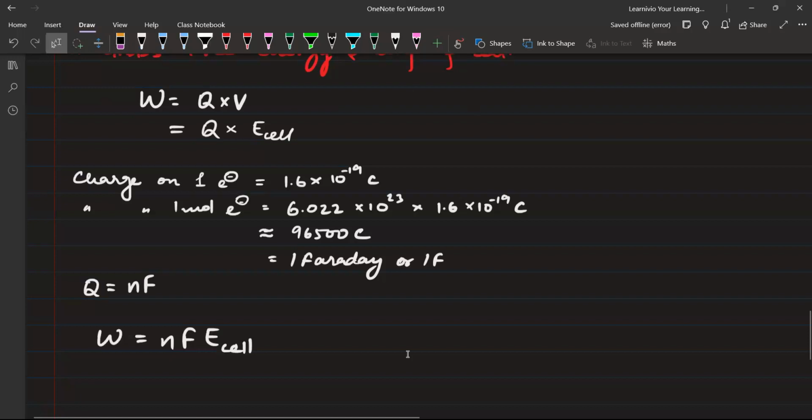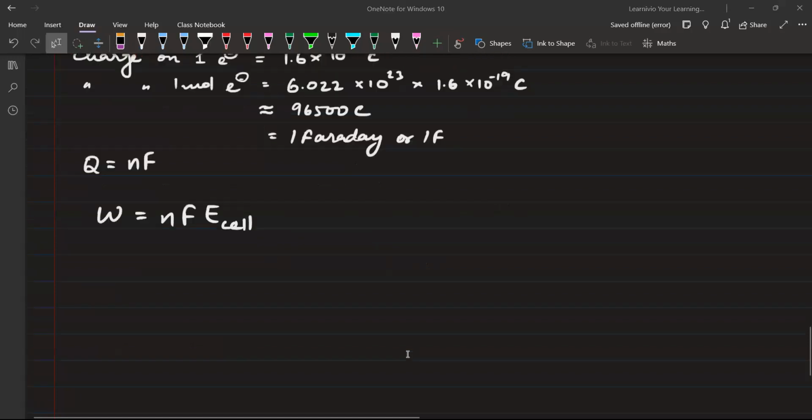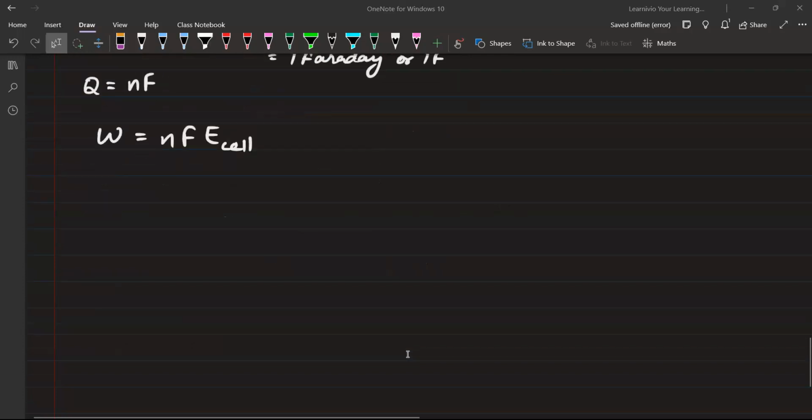Now we are talking about how much energy the cell is releasing. It is releasing nFE cell. For example, let us suppose I started with 10 joule of energy and I did a work of 6 joule. So हमने इतना काम किया 6 joule का, तो कितना एनर्जी बचा रहेगा? How much energy will be left with me? 4 joules.